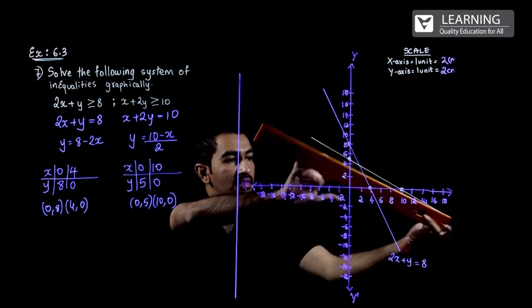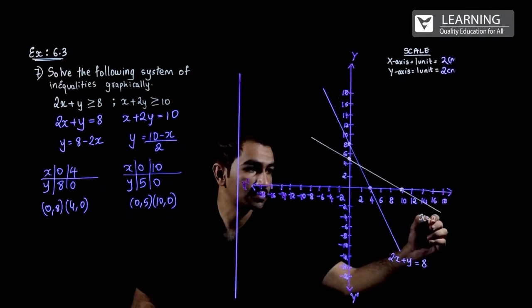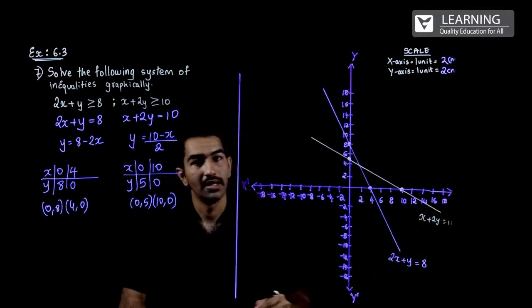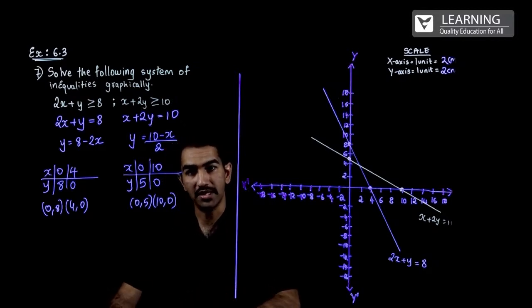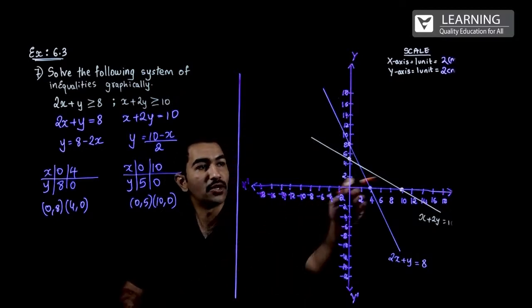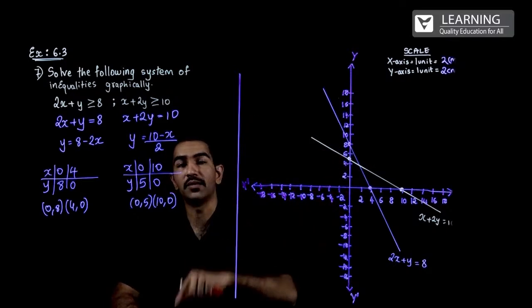Done. So this line is nothing but x plus 2y is equal to 10. So what we have done here, the given inequalities are converted into equations. Once they are converted into equations, we have drawn those equations on the graph, and we got 2 straight lines. Now we'll go back to inequalities again.